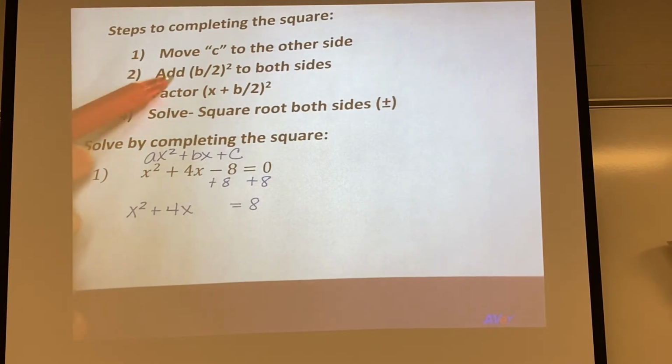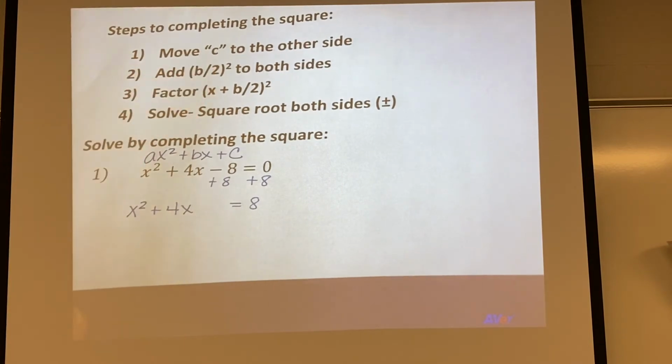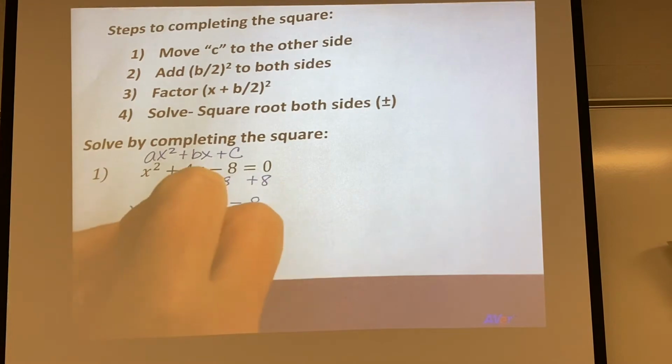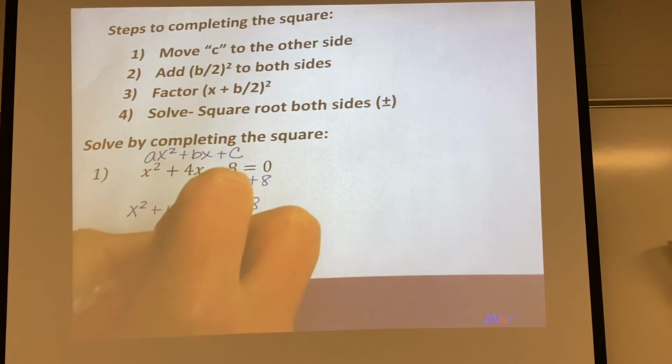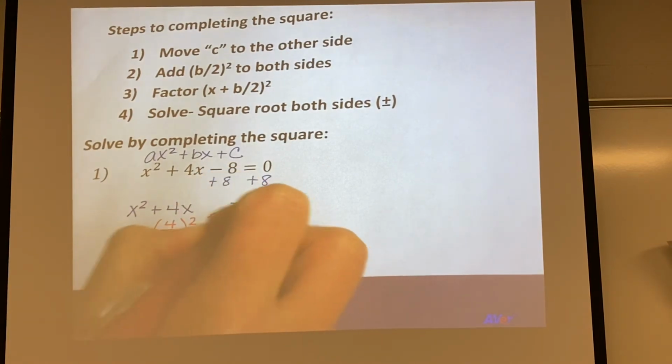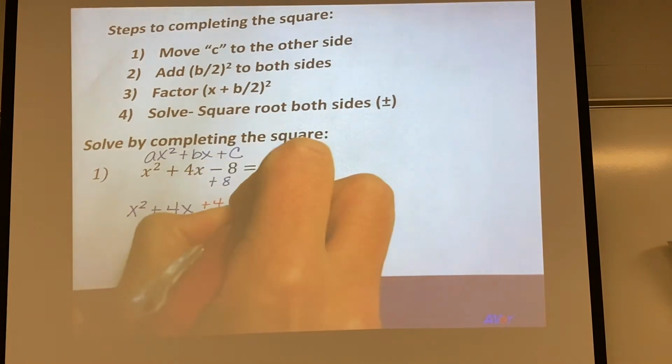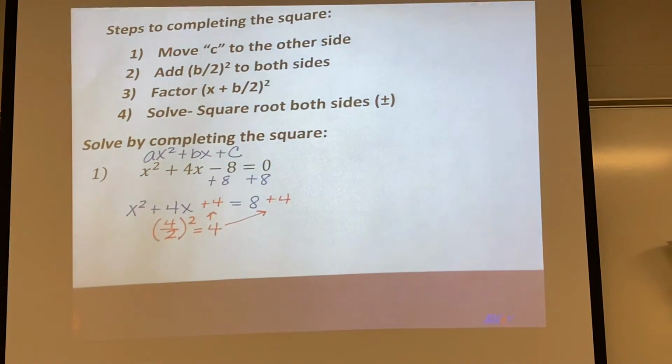Next, we take b divided by 2 squared and add it to both sides. So here's our b value. We're going to divide it by 2 and square it. So 4 divided by 2 is 2. Squared is 4. We're going to take that answer and add it to both sides. So we're going to add a 4 on the left and add a 4 on the right.